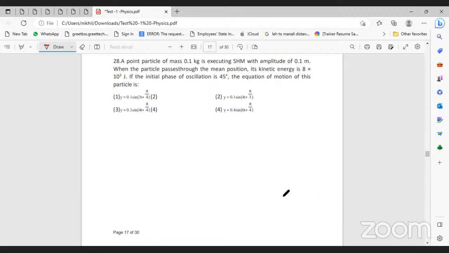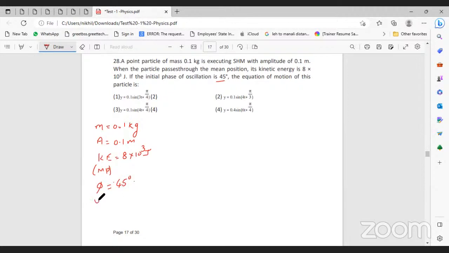Now, a particle of mass is defined, that is 0.1 kg, executing simple harmonic motion with an amplitude of 0.1 meter. When the particle passes through the mean position, its kinetic energy is given by 8 into 10 power 3 joule. This is at the mean position. If the initial phase of the oscillation is 45 degree.